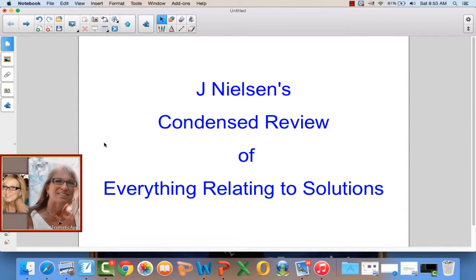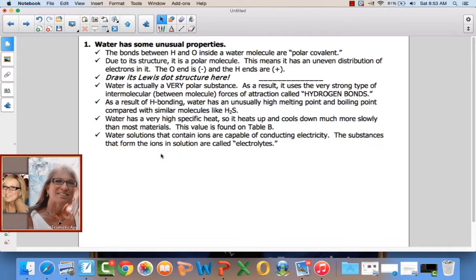Okay, so this is going to be a condensed review of everything relating to the solutions unit. A couple of things that we need to start with before we even talk about solutions are some unusual properties about water. The bonds between H and O inside a water molecule are polar covalent.